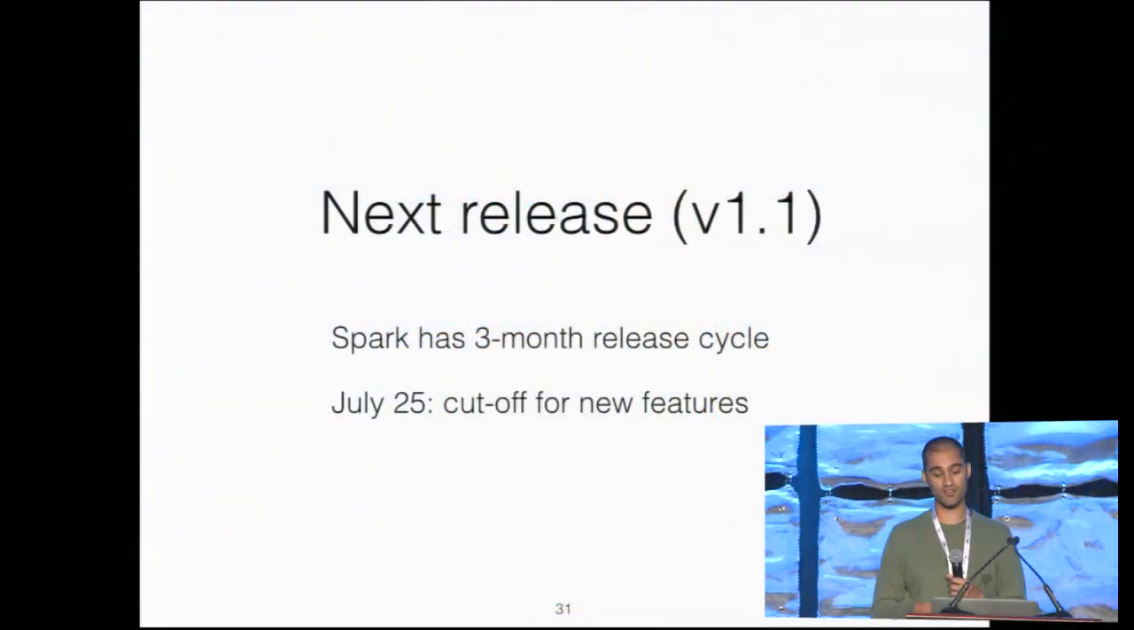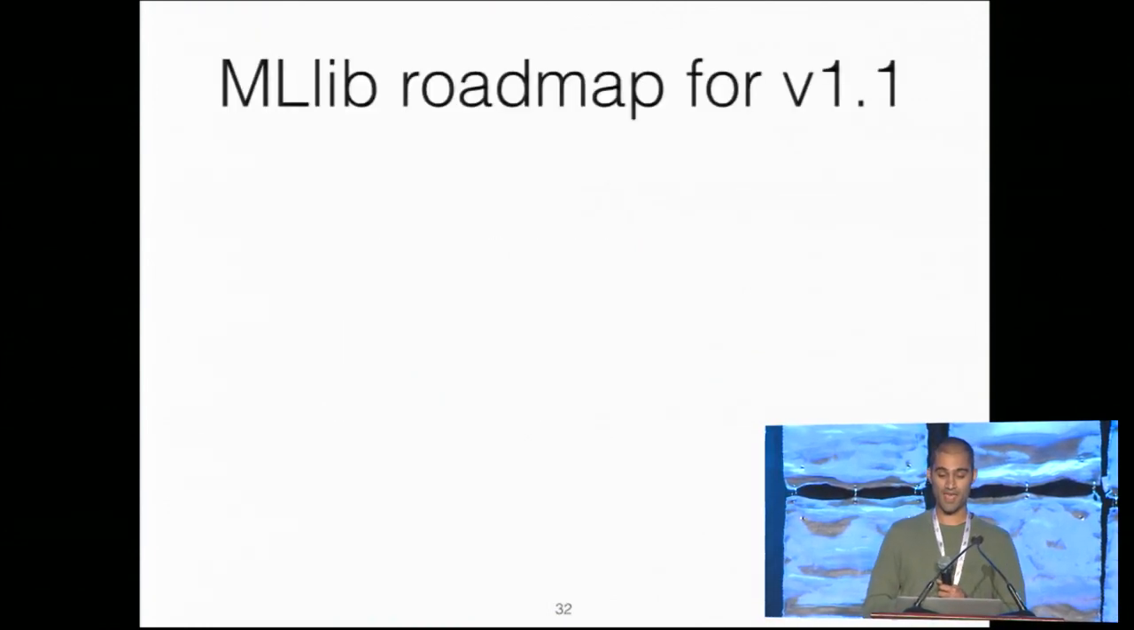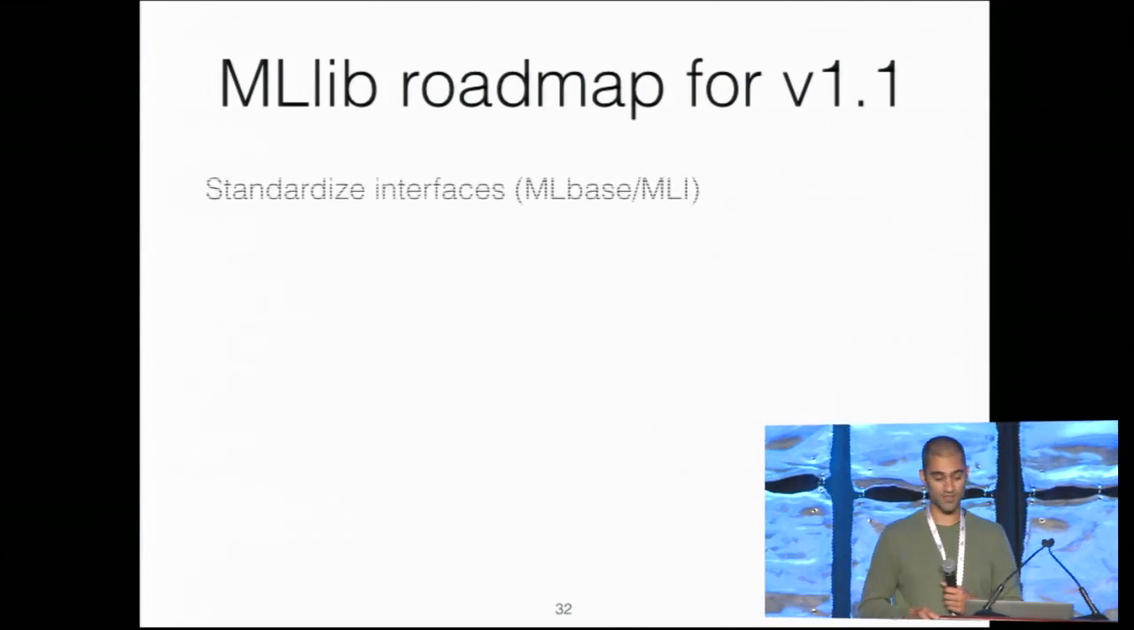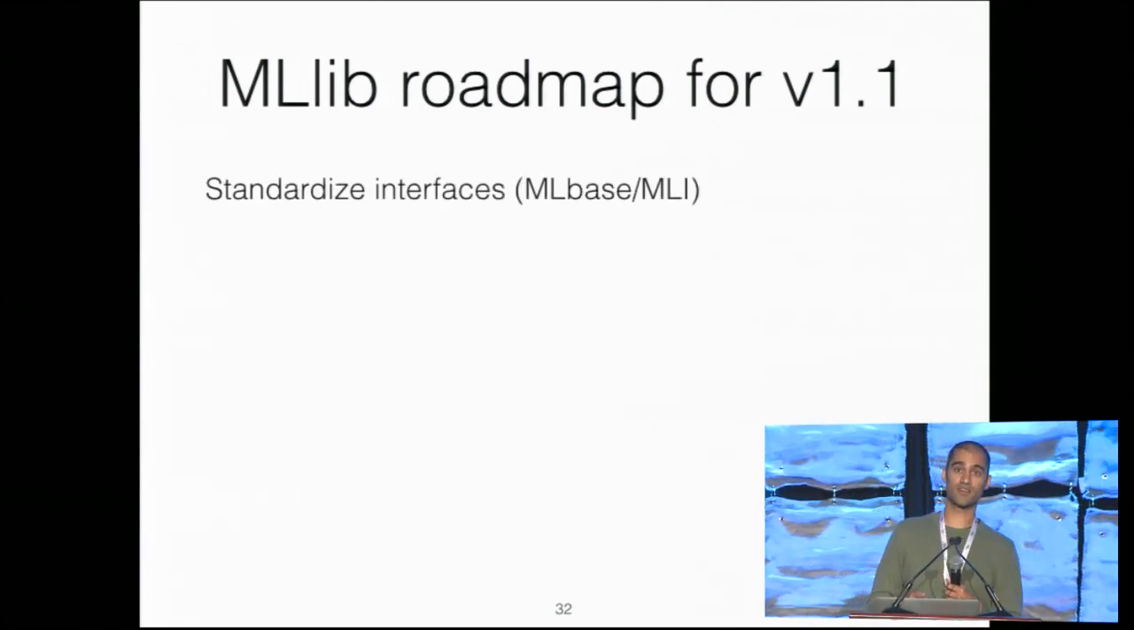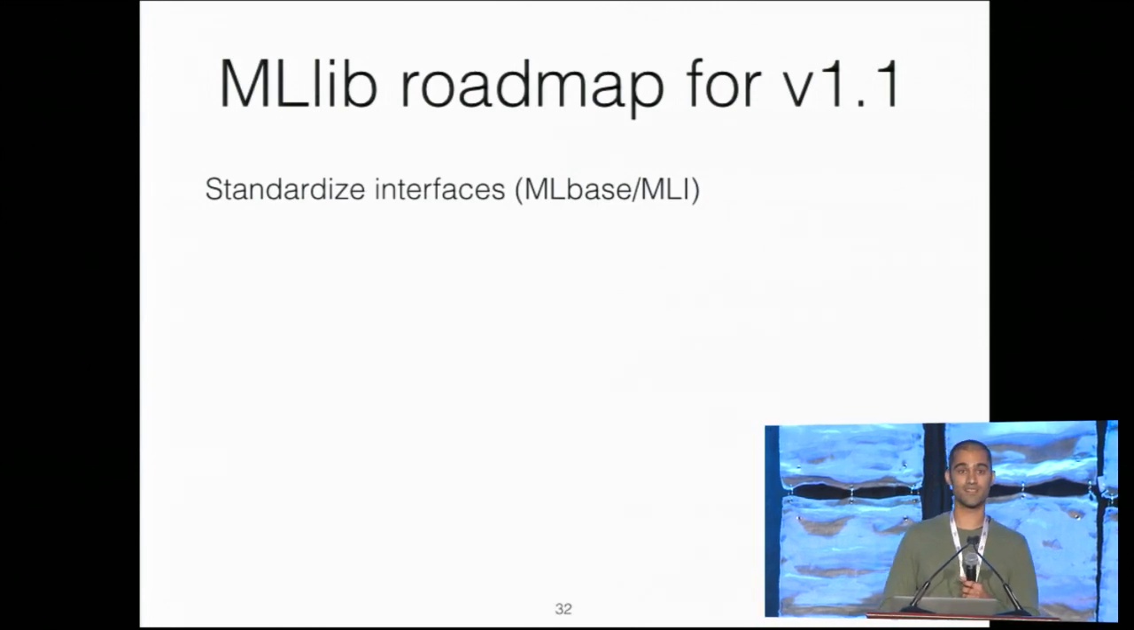I'd next like to briefly conclude by talking about the roadmap for MLlib moving forward. As you may have heard by now, Spark is on a 3-month release cycle. So the next release, the cutoff for features, is the end of July. So what do we have planned for this next release? Well, the first is that we want to further standardize interfaces within MLlib. This is, again, borrowing from ideas in MLI.